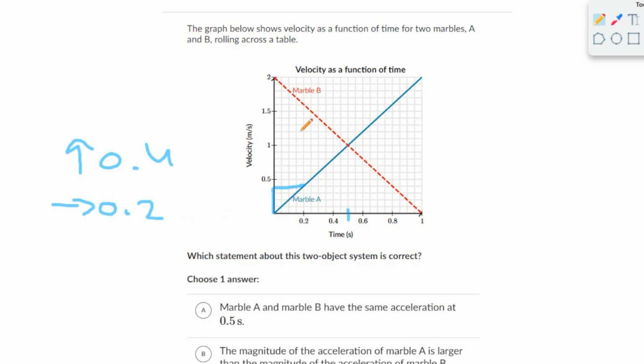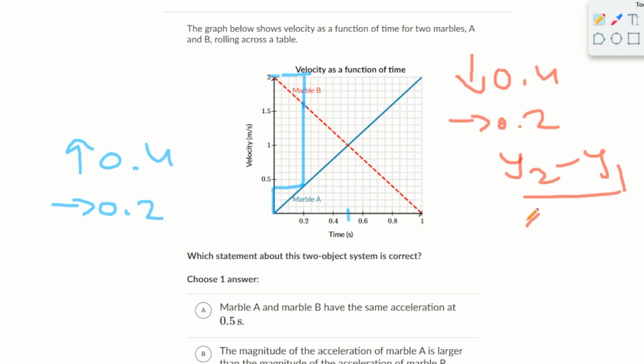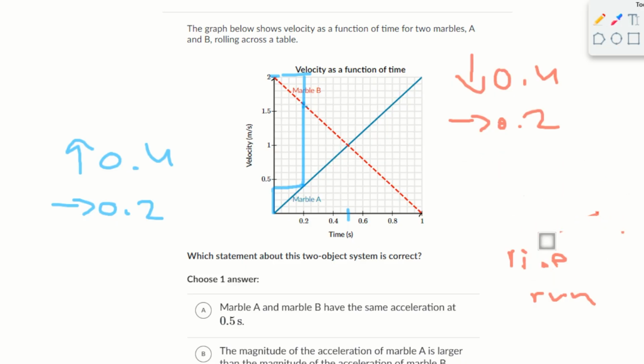And we can do the same thing for marble B. If we draw this line from 0.2 here, okay, sorry, that is actually 0.4. Let me do this in a different color. And we know marble B goes down 0.4, and it goes to the right 0.2. And if you remember, the equation for slope is y2 minus y1 over x2 minus x1, or as we know it, rise over run. With that knowledge, we can go ahead and find the acceleration for both of these lines.